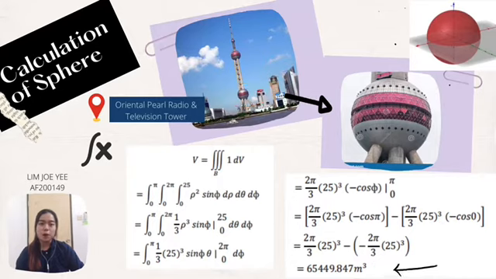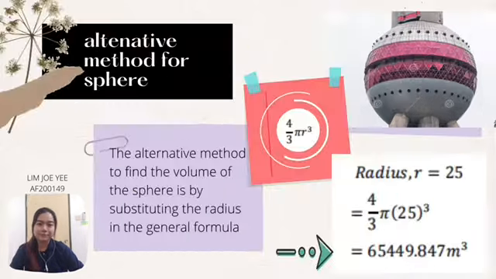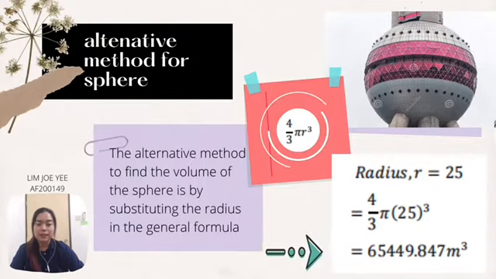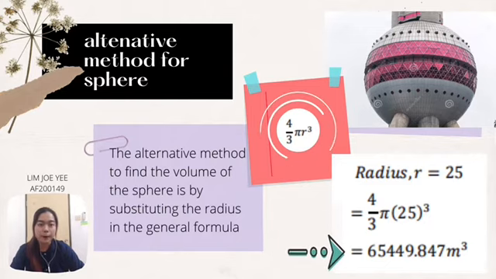The sphere is a whole sphere, thus we are able to obtain the parameters of the coordinates and solve using the triple integral. After all the integrations and calculations, we obtain the volume of the lower sphere of the tower, which is 65,449.847 m³. Next, there is an alternative method to find the volume of the sphere, which is by using the general mathematical formula, which is 4/3 π r³.